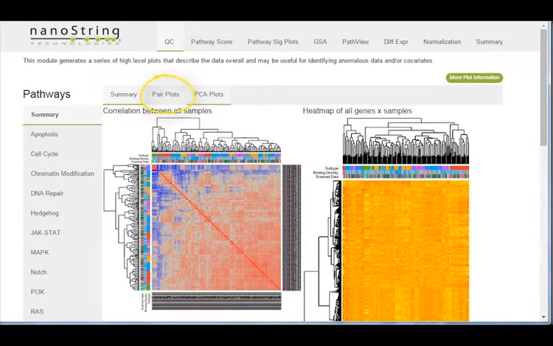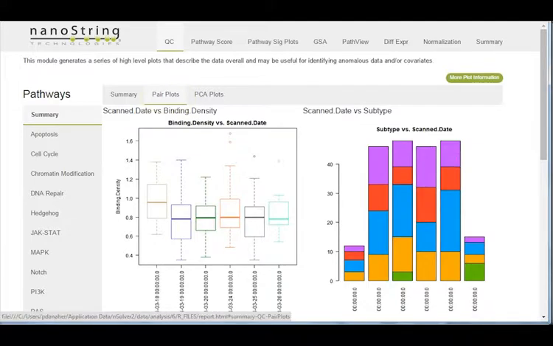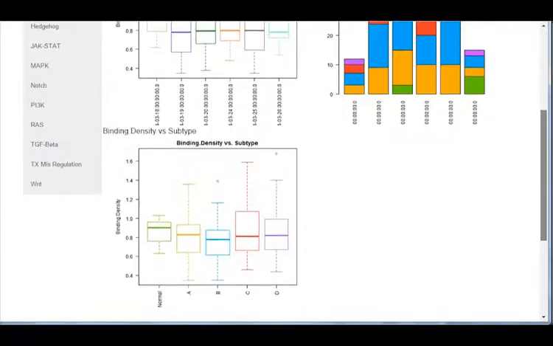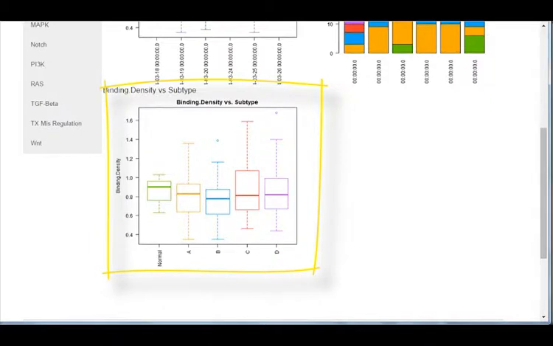Next, we click on the Pair Plots link. These plots examine the basic details of study design, plotting every covariate against every other covariate. Here, subtype is compared to binding density. The two variables have no notable association, meaning binding density will not dramatically confound analyses of subtype.